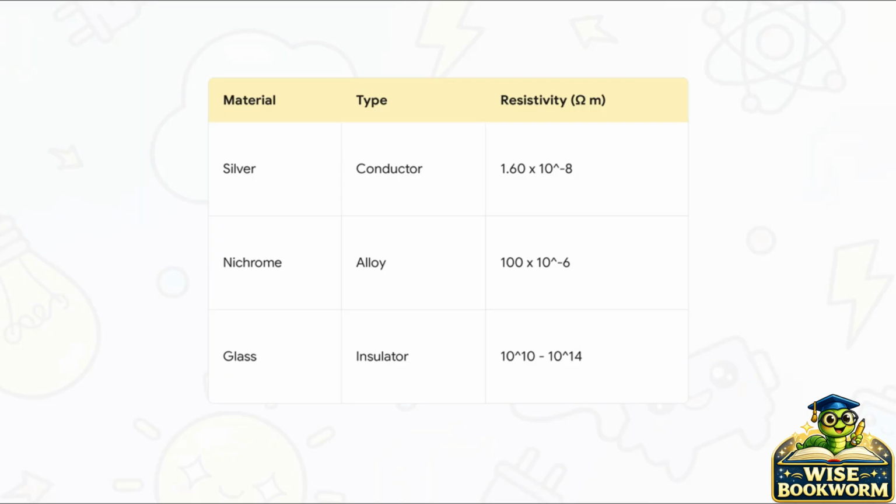Let's look at some real-world data to see the massive scale of resistivity we're talking about here. Silver, for example, is an excellent conductor. Its resistivity is extraordinarily low, about 1.6 times 10 to the negative 8th power. Electrons flow through it with immense ease. Then consider an alloy like nichrome, which has a moderately higher resistivity. But then think about a true insulator like glass. Its resistivity is 10 to the 10th all the way up to 10 to the 14th power. It is exponentially harder for electrons to push through glass than silver. The scale here is absolutely staggering.